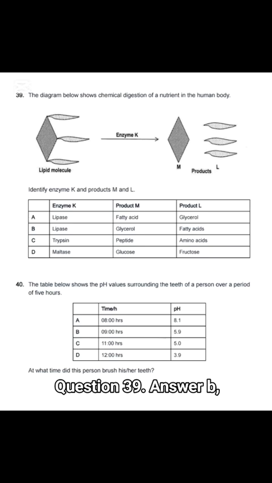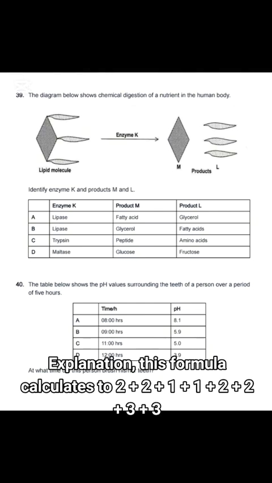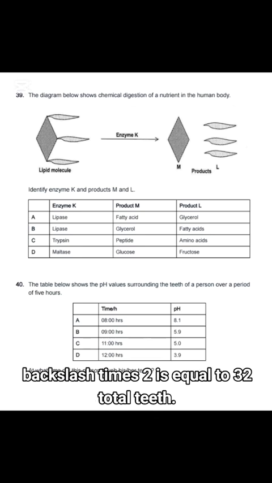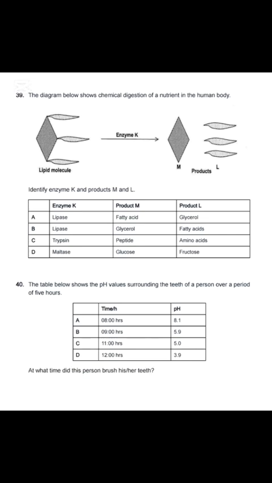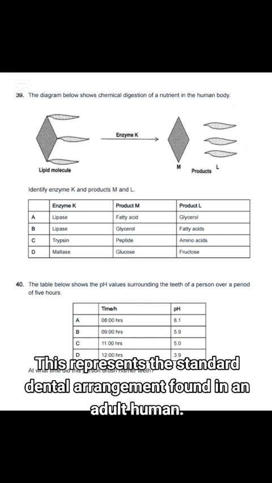Question 39. Answer: B. I 2/2, C 1/1, PM 2/2, M 3/3. Explanation: this formula calculates 2 plus 2 plus 1 plus 1 plus 2 plus 2 plus 3 plus 3, times 2 is equal to 32 total teeth. This represents the standard dental arrangement found in an adult human.